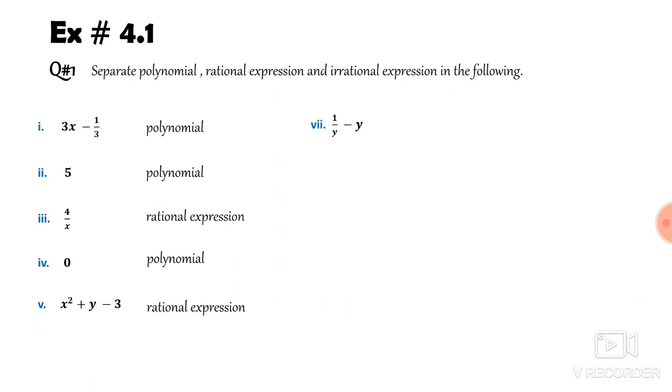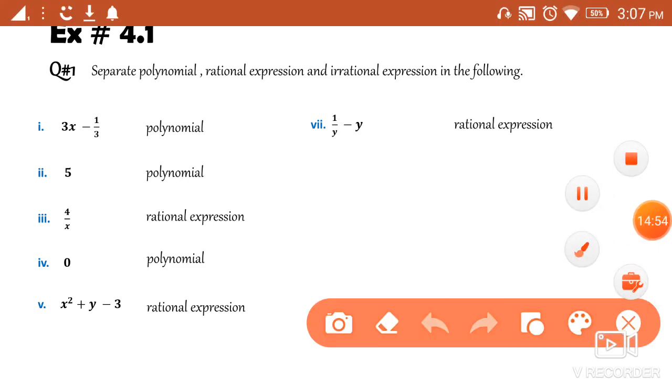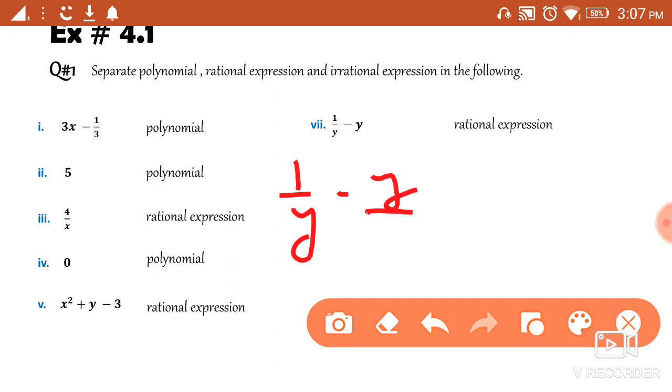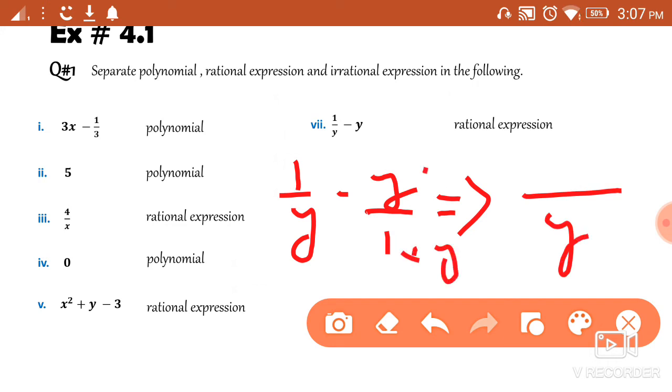1 upon y minus y. We can simplify it first. We have 1 upon y minus y. Let's take the LCM. We can write it as minus y upon 1, making the denominator the same. By multiplying with y, we will have 1 minus y square upon y.